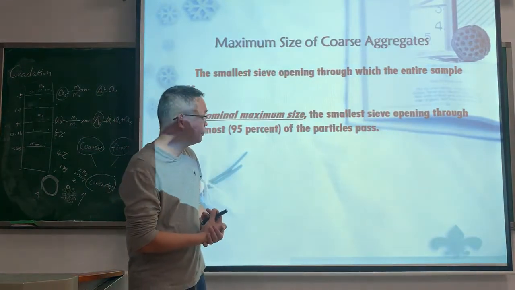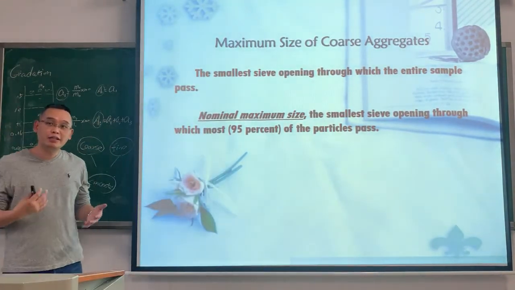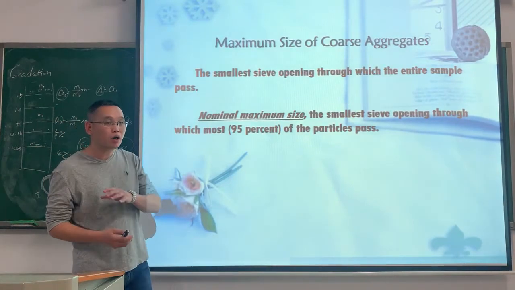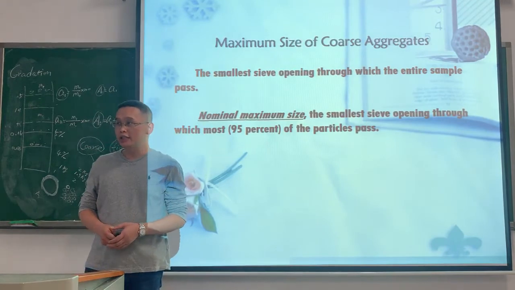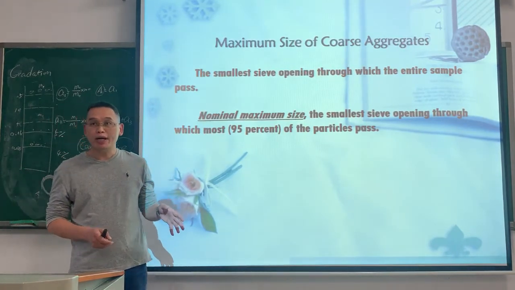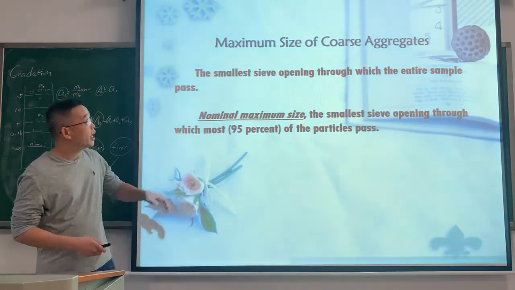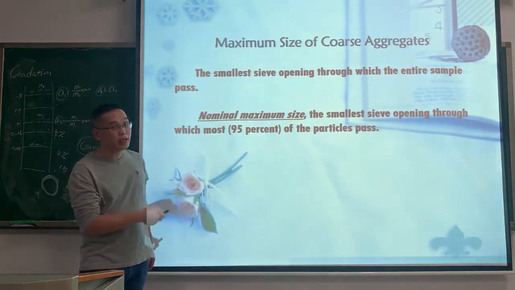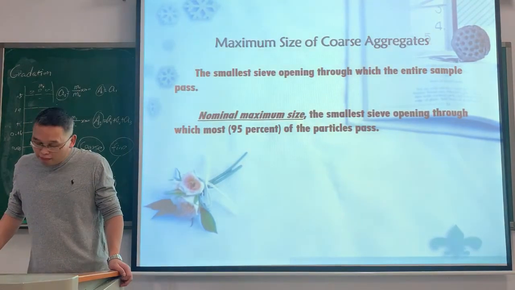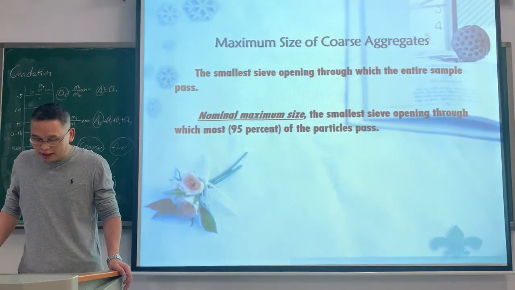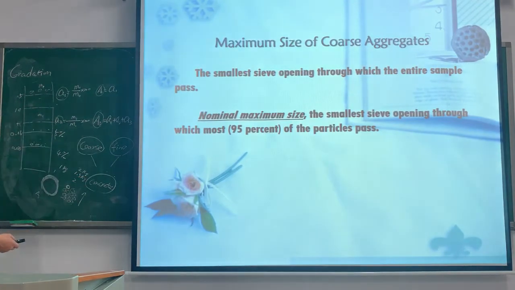Let's continue. We have just learned how to evaluate the fineness of the fine aggregate. But for the coarse aggregate, how do we evaluate the fineness of it? We can use the maximum size of coarse aggregate. What is the maximum size of coarse aggregate?